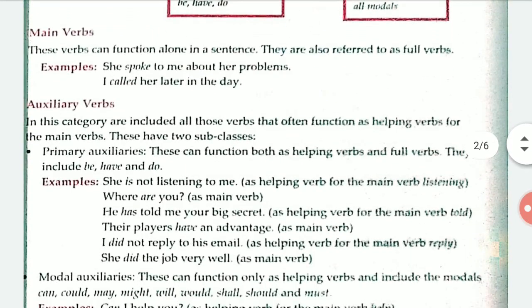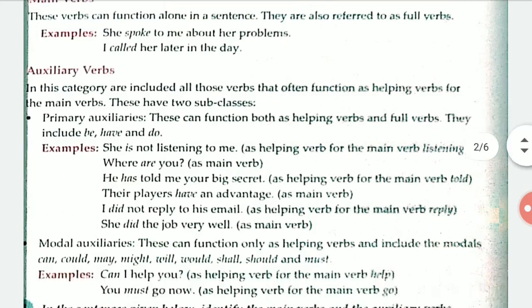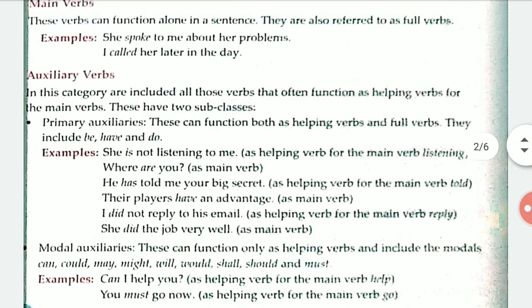Now let's see what these auxiliary verbs are. In this category are included all those verbs that often function as helping verbs for the main verb. Auxiliary verbs act as a helping verb to the main verb. These have two subclasses, that is primary auxiliaries and modal auxiliaries. We will discuss this.